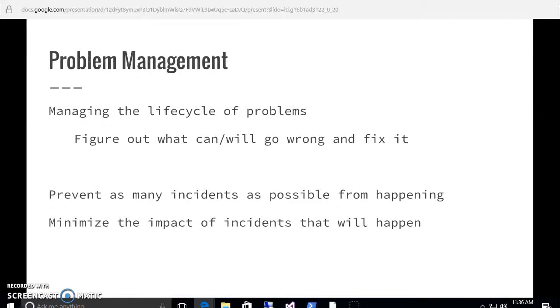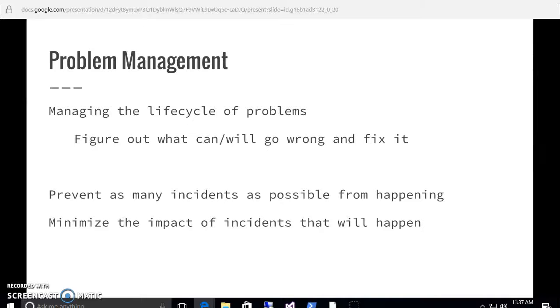Problem management is an ongoing process. It's managing the life cycle of problems. So it's continually identifying what can go wrong and trying to mitigate all of those potential incidents and identifying which incidents you're not going to be able to prevent beforehand. And so it encompasses figuring out what you will do when those incidents occur.